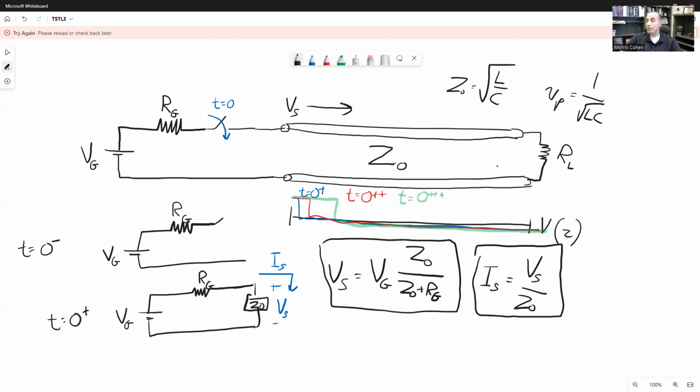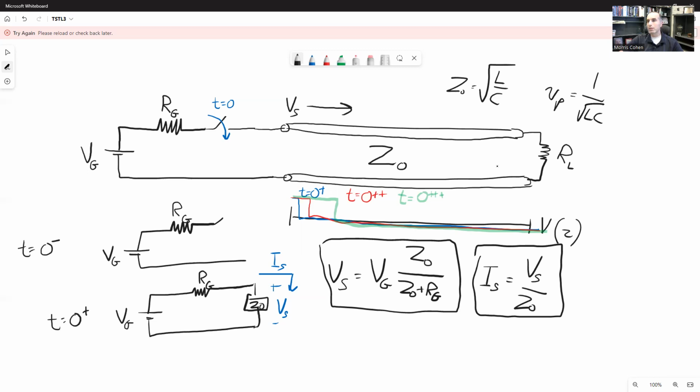And so if you know the distance of the transmission line, let's say it's 3 meters or 10 centimeters or whatever it is, if you calculate the propagation velocity or speed, then you know how long it's going to take for that wave to get to the other end. The question is, what happens when it gets there?